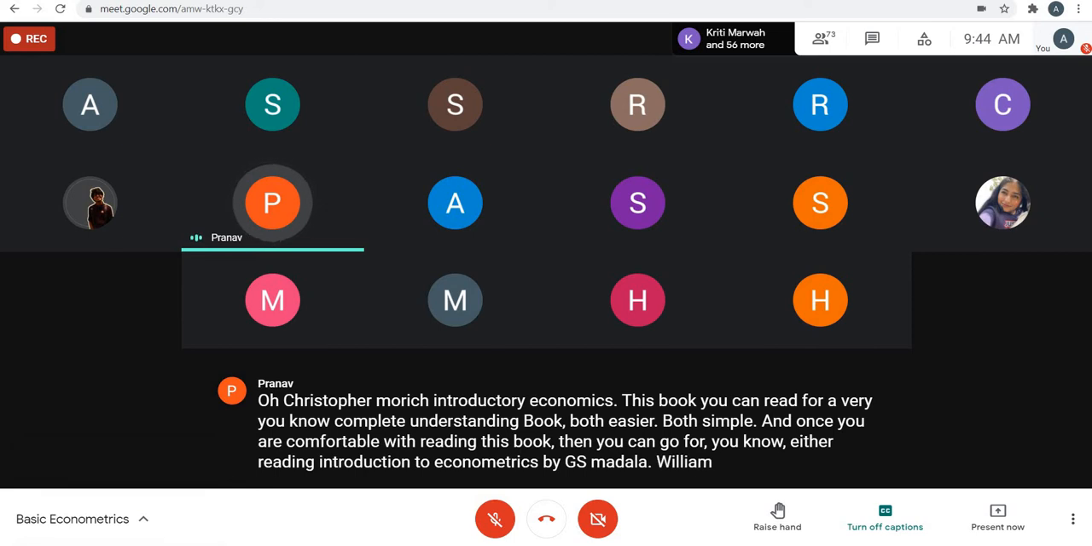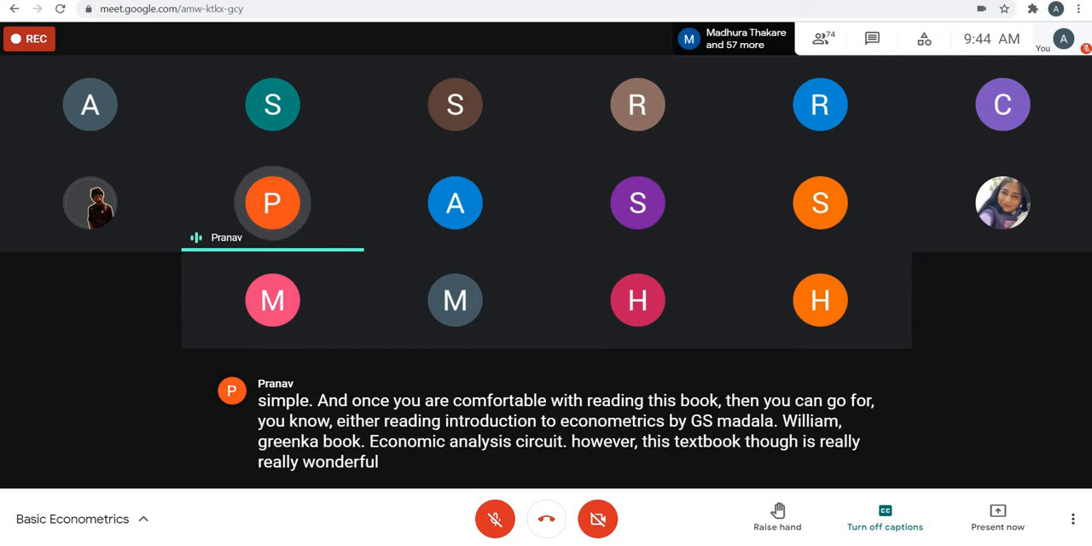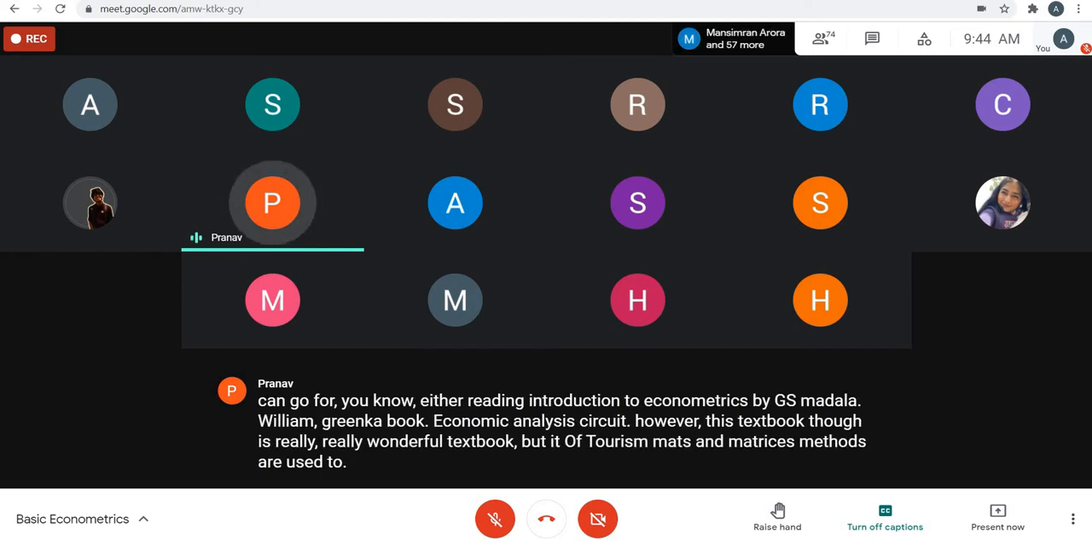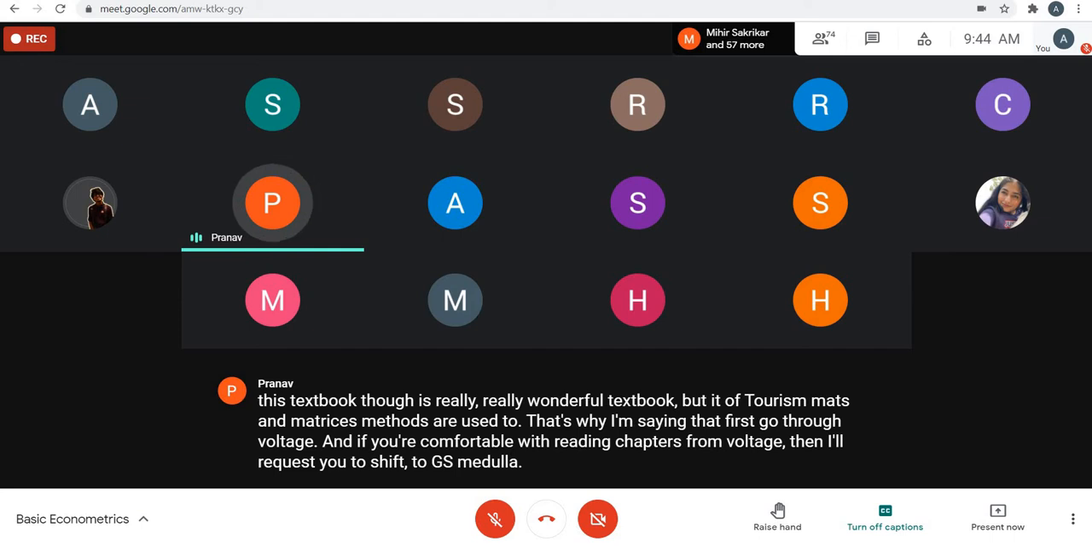And there is William Greene's book, Econometric Analysis. However, this textbook, though really wonderful, has थोड़ा सा maths and matrices methods ज़्यादा used. So that's why I'm saying first go through Wooldridge, and if you're comfortable with reading chapters from Wooldridge, then I'll request you to shift to G.S. Maddala. But again, ऐसा कुछ नहीं है कि आप Wooldridge में वो चीज समझ नहीं पाओगे जो G.S. Maddala में ज्यादा अच्छे समझ सकते हो.